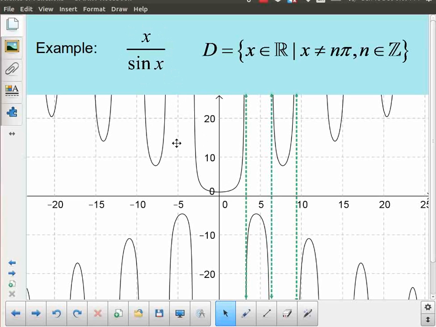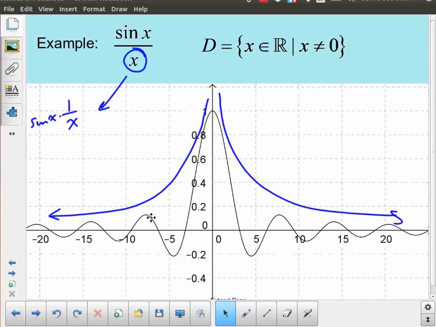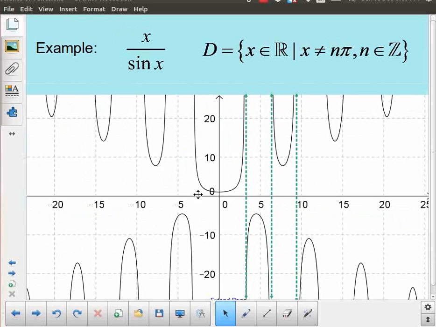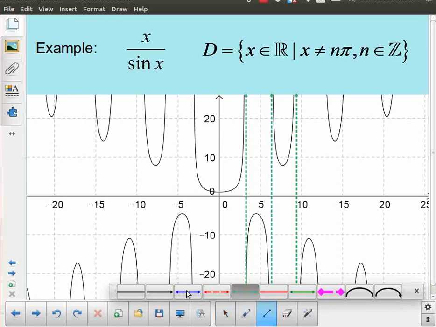Now this particular function we don't actually see very much. The one on the previous page comes up fairly often, sine x over x, whereas this one, other than for the purposes of this lesson, I don't particularly recall seeing it before.